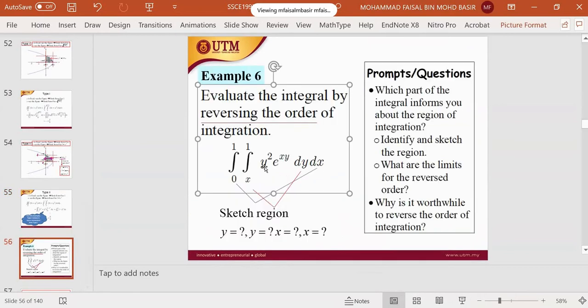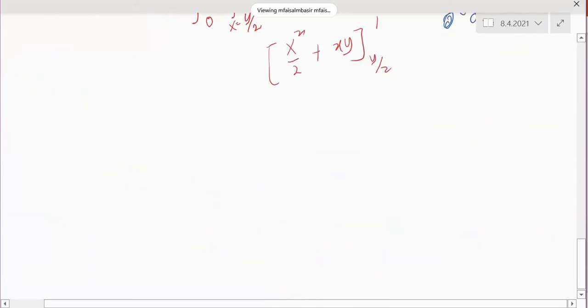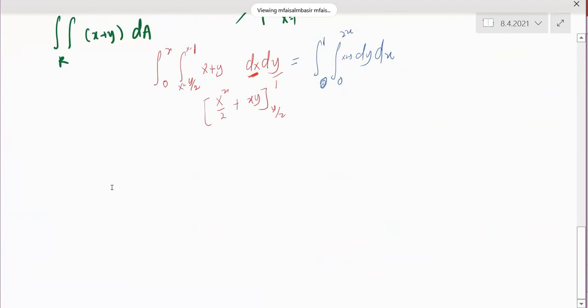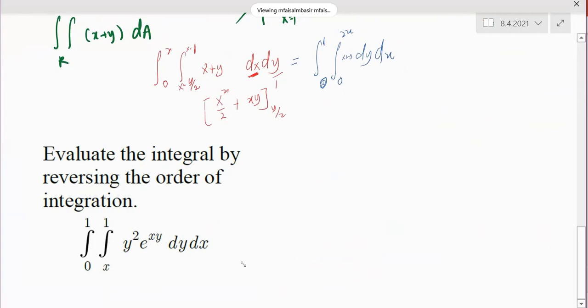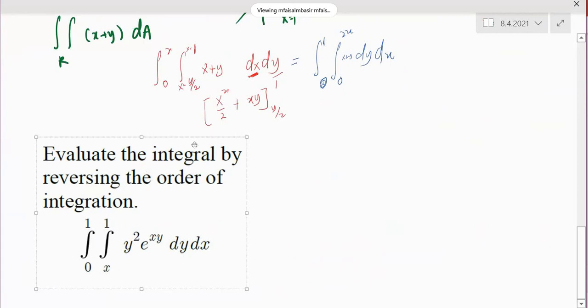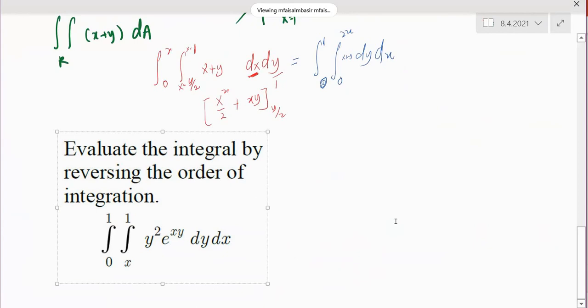Okay, we try to do this. Evaluate the integral by reversing the order of integration. So this is one of the famous questions, because you cannot solve it by using any app. So you have to do it by yourself.